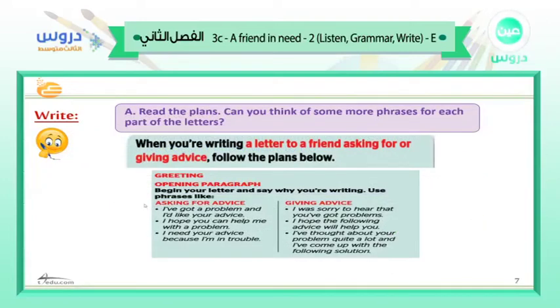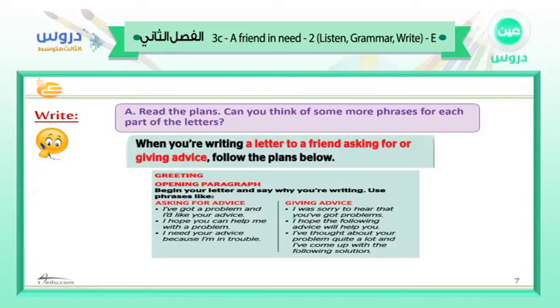Okay, now we're going to read the plans. Can you think of more phrases for each part of the letters? Okay, when you are writing a letter to a friend asking for or giving advice, we should follow the following plan, okay? So we have the greeting. Usually we put the greeting, dear friend, whatever your friend's name is, and then we start with an opening paragraph. Begin your letter and say why you are writing.